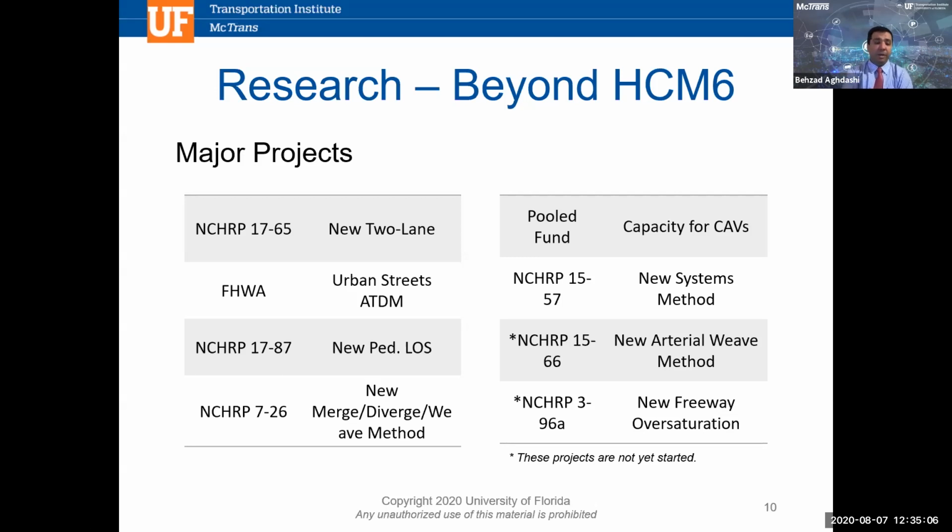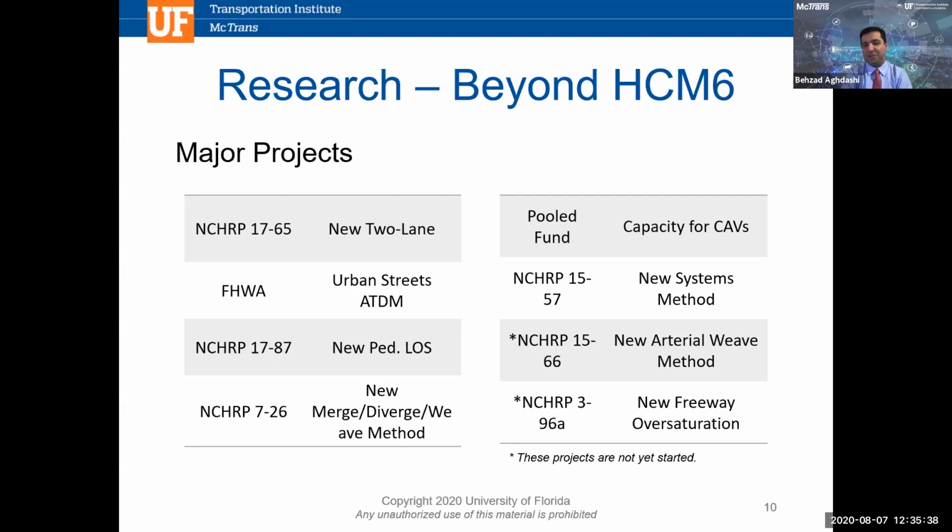There is an ongoing project, NCHRP 7-26, that is developing new material for freeway merge, diverge, and weave methods. Basically, chapters 13 and 14 of HCM talk about merge, diverge, and weave. Whatever we have is going to be changed in about a year or two, whenever that project ends and material becomes available. So we have another ongoing project.